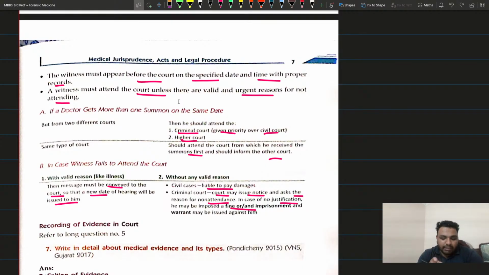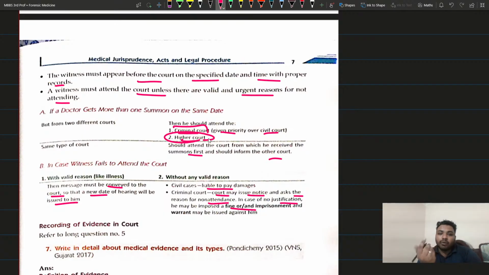ठीक? अब आपको एक हाई कोर्ट से आ गया, एक आपको सुप्रीम कोर्ट से, so you will give your priority to the Supreme Court. Okay. Secondly, higher court, and secondly, criminal court. You have to give priority to the criminal court over civil court. Okay.